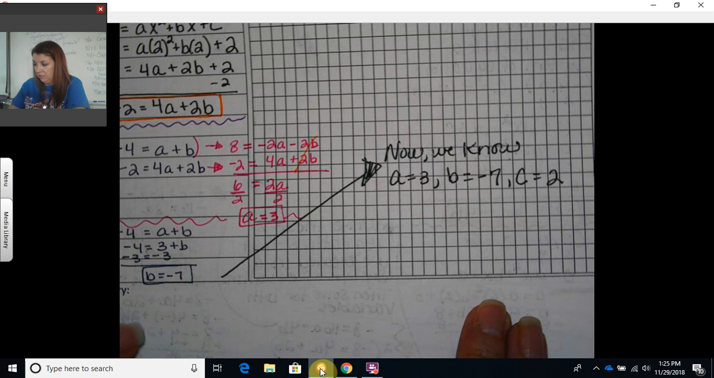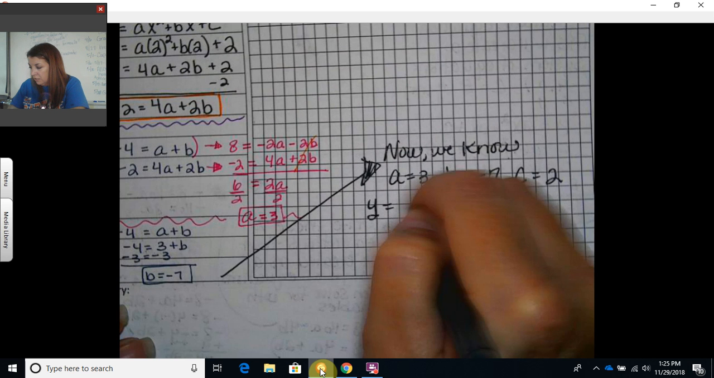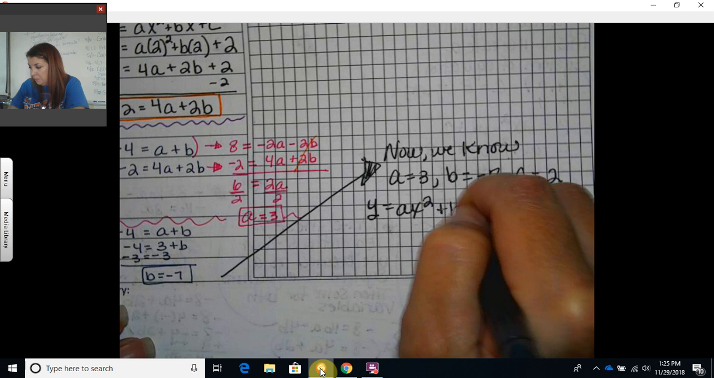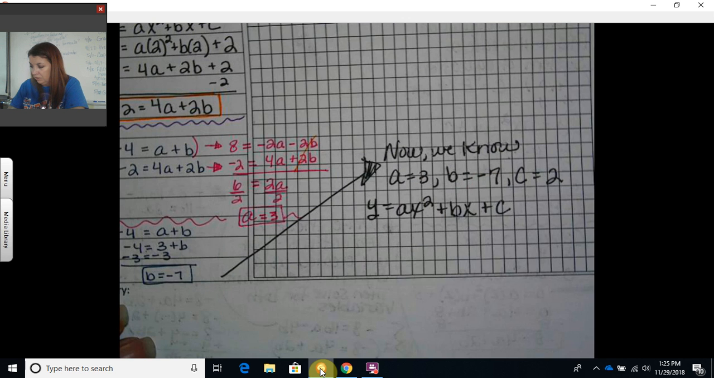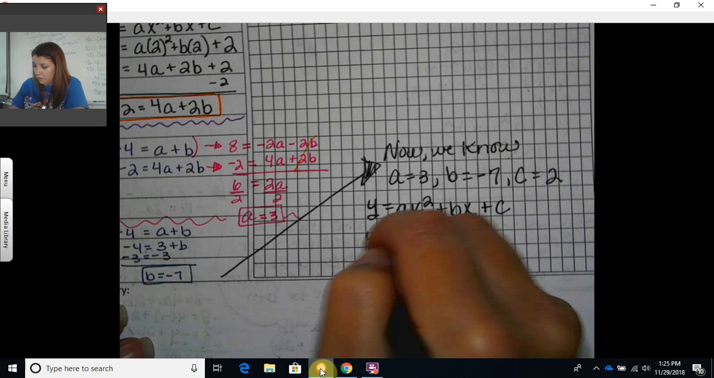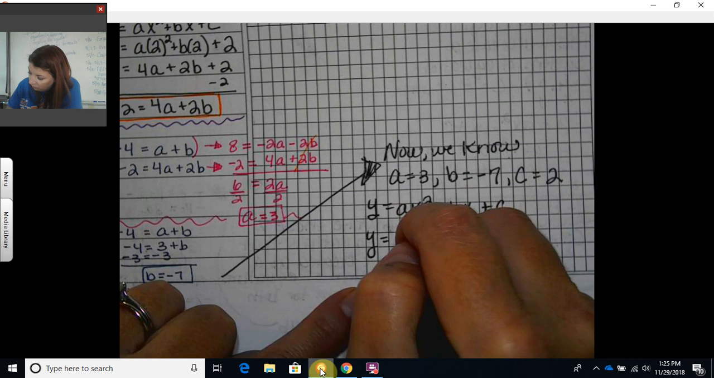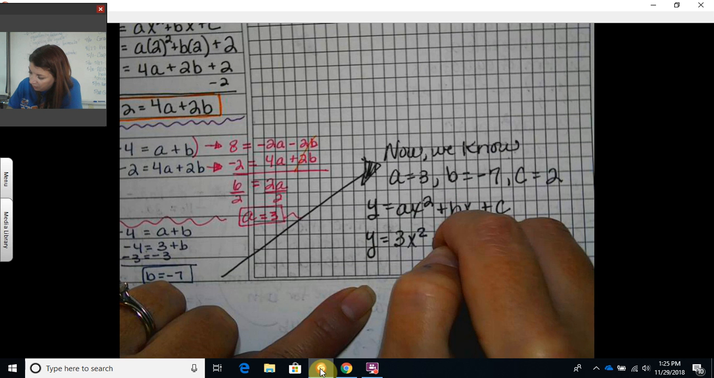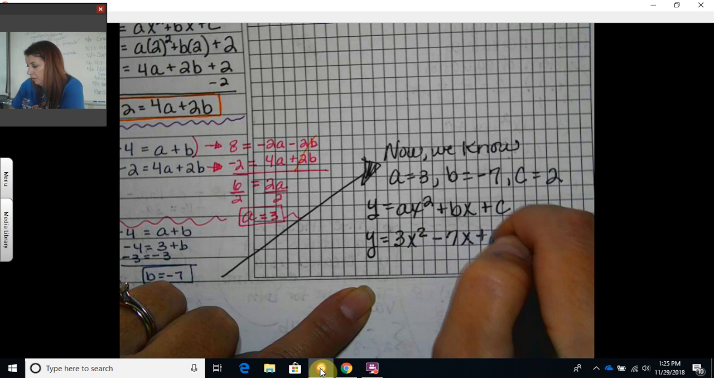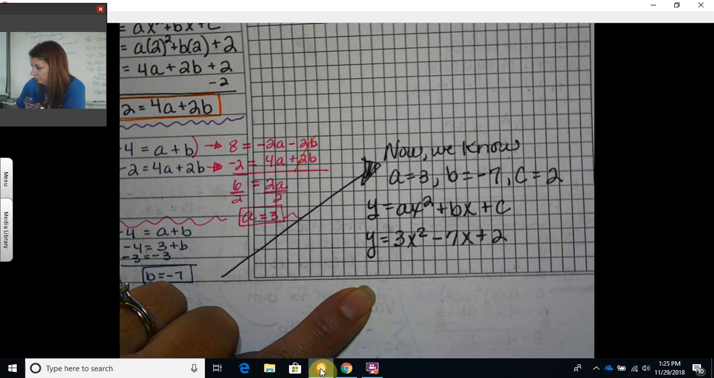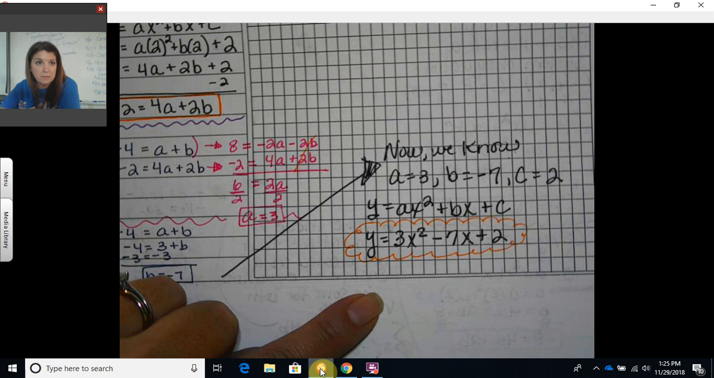So we know the standard form of a quadratic equation is y equals ax squared plus bx plus c. So we write y equals what? 3x squared minus 7x plus 2. And that's our answer. Wasn't too bad, was it? Easy math, just a lot of steps.